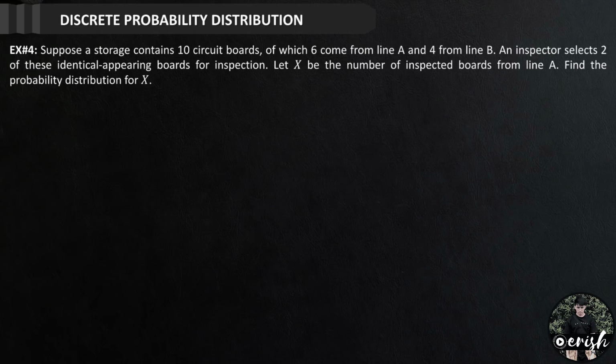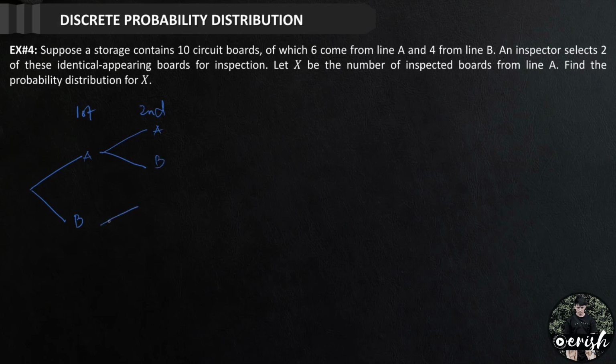So first, we need to create a sample space for this experiment. Using a tree diagram, we have 2 selections. So sa first selection natin, pwedeng from A or line B. And then for second selection, pwedeng from A ulit.